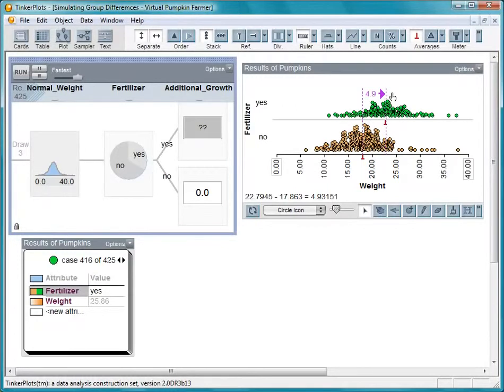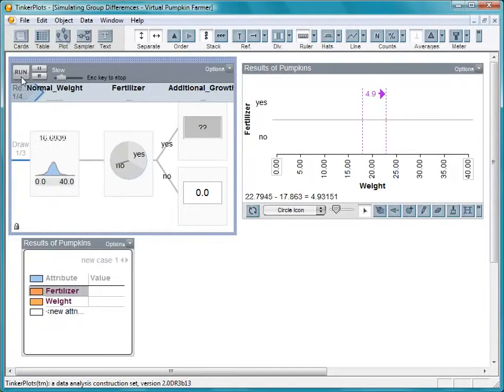We'll start slow just to watch a few get made. The first pumpkin is about 16.6 pounds. And it is fertilized, so it goes up and gets some additional growth before it's plotted. The next pumpkin is about 12.2 pounds and is not fertilized, so it does not get any additional growth. The next pumpkin is about 23.5 pounds and is not fertilized. Now let's speed it up to quickly get to harvest time.